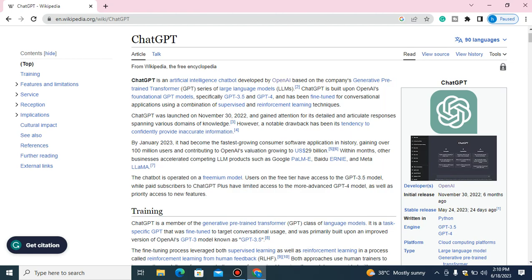Other big businesses accelerated their own LLM products, such as Google's PaLM, Baidu's Ernie, and Meta's LLaMA. The chatbot is operated on a freemium model. Users on the free tier have access to the ChatGPT 3.5 model, while paid subscribers to ChatGPT Plus have limited access to the more advanced ChatGPT 4 model as well as priority access to new features.